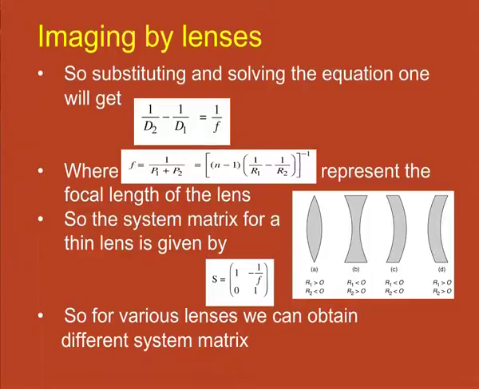S is equal to the square matrix formed by 1, minus 1 by f, 0 and 1. So, for various lenses one can obtain different system matrices depending on the type of lens that is used for the optical system.